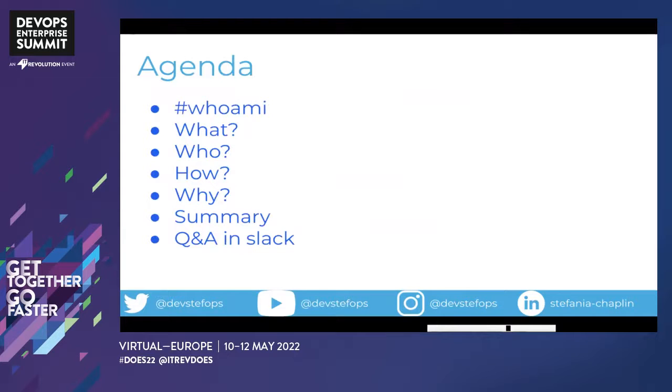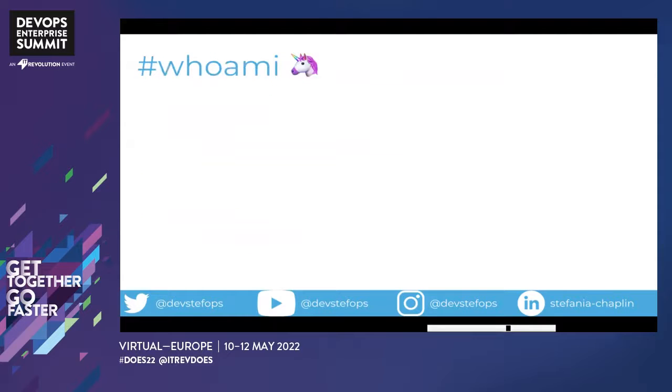So my agenda, I always keep it a little bit vague. I'm going to introduce myself, talk a little bit about what we're here to talk about, DevSecOps, common pain points, who our audience is, a little bit about organizational culture, how we can secure DevOps, shifting left, what to measure, why we're here, a summary, and you can also find me for the Q&A in Slack.